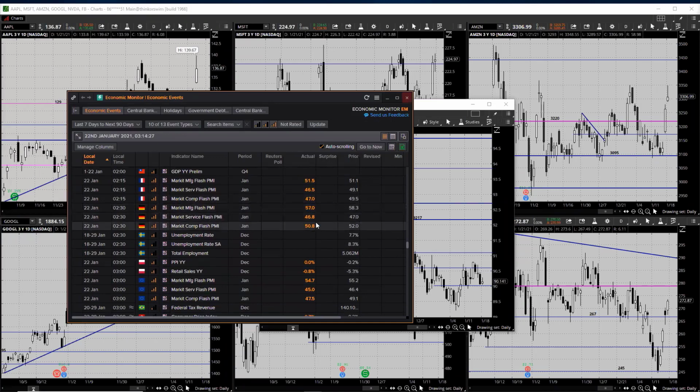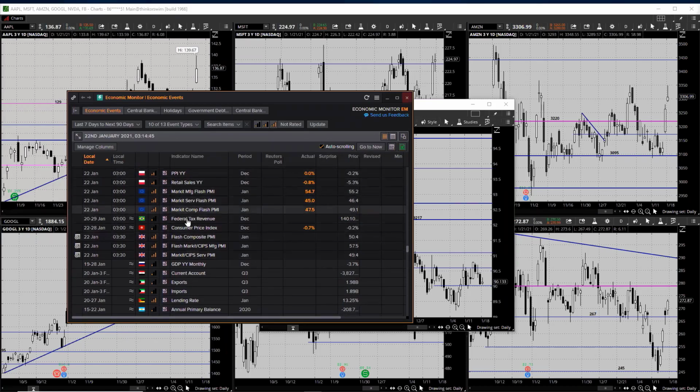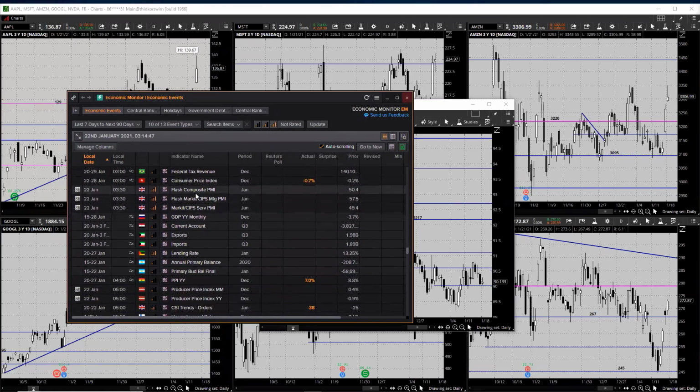Anyway, German flash PMI. See, no comparison for the poll. 57, and it's really frustrating. And Eurozone flash PMI came in at 54.7. Like I said, I don't have a poll. I guess it really messed it up. When it was loaded, it really screwed things up.